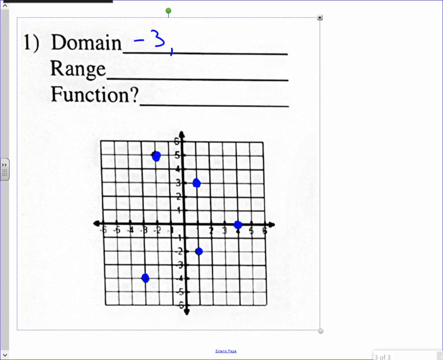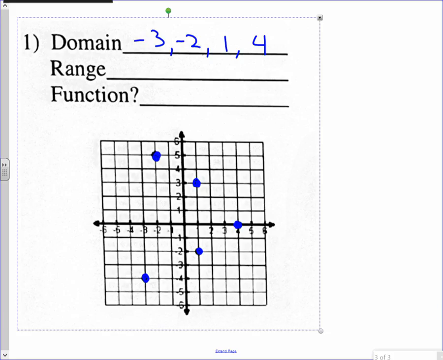Comma, -2, comma, 1 and 4. There's your domain. That was easy. That was like ridiculously easy.